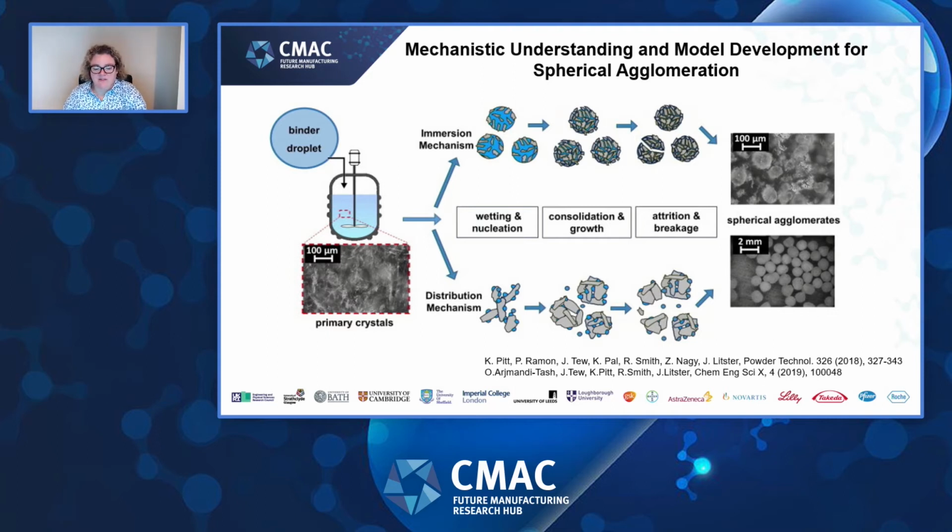You can imagine that if your aim is to try and control the size of agglomerates, you may wish to try and follow the immersion mechanism method because the particle size is largely controlled by the drop size. So if we can reduce the amount of coalescence and reduce the amount of breakage, basically the final particle size is related to the size of the drops as opposed to the distribution mechanism where we may end up with it being more difficult to control the final size of the particles.